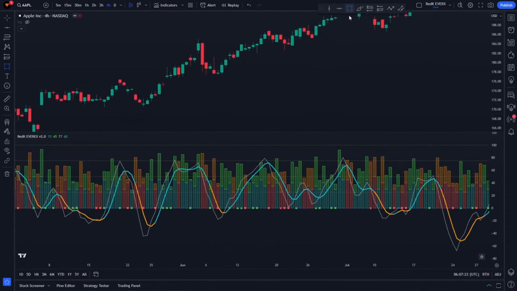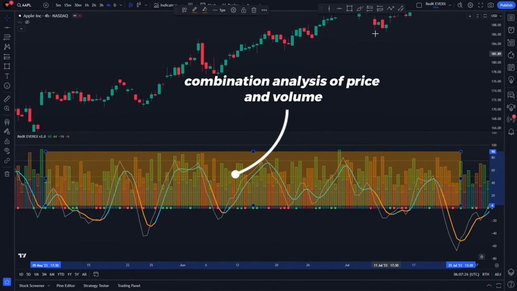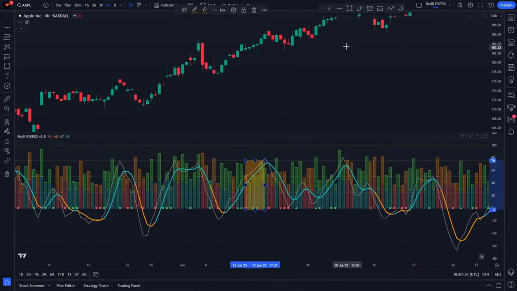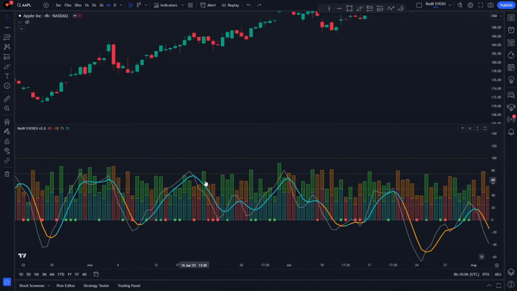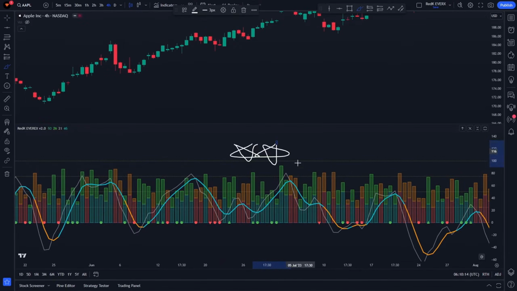Let's look at the indicator components. First, the green and red histogram is the combined analysis of price and volume. When the histogram is green, it means a bullish short-term trend. When the histogram is red, it means a bearish short-term trend. And this orange and green interleaving line is the signal line. This gray line is the smooth line. These two lines are the crucial elements in the later trading strategy.